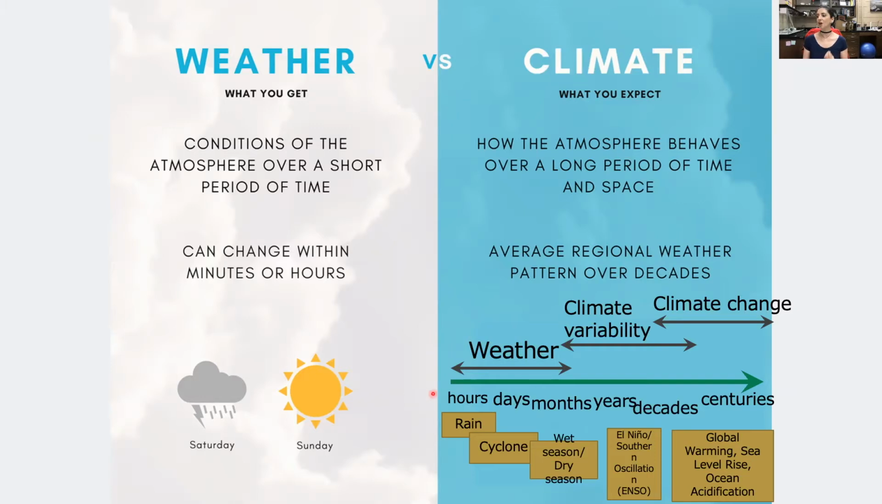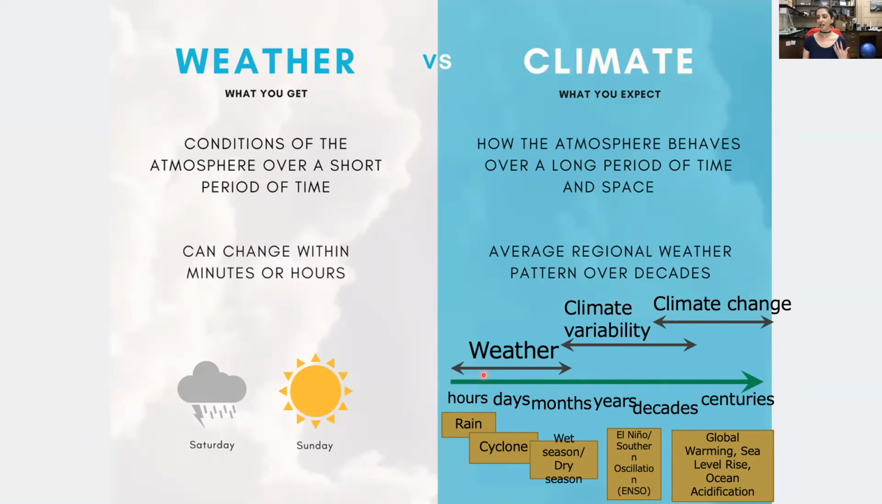So when we look at this on a time scale from hours, days, months, years, decades, all the way to centuries, we transition from weather, climate variability, and then finally climate change. And below here, we have examples of what those mean and how those changes manifest.